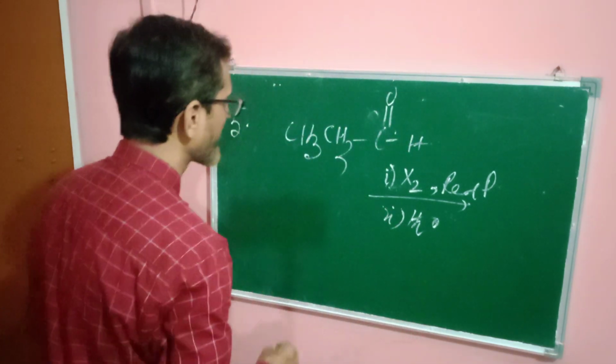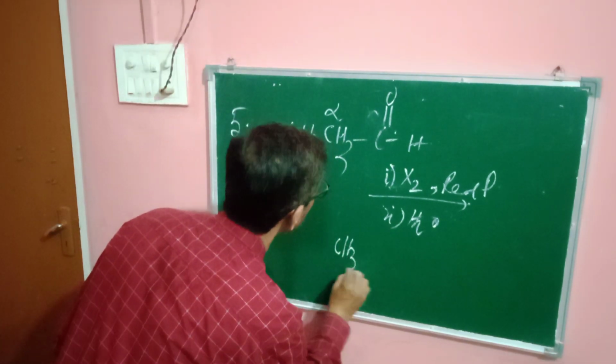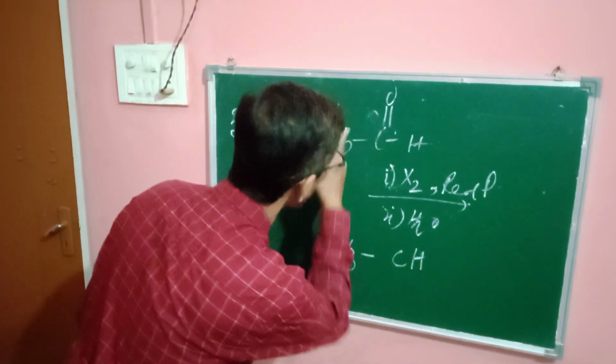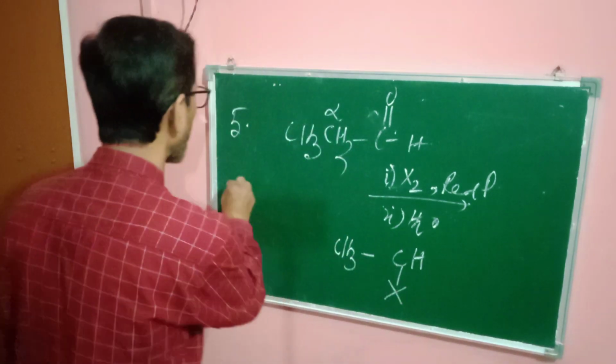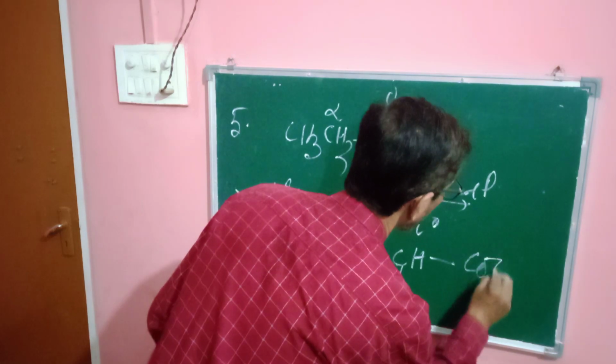So here you are getting, in the alpha position, CH3 CHX, removing one hydrogen and adding X, where X may be fluorine, chlorine or bromine, am I right? And this is COOH.